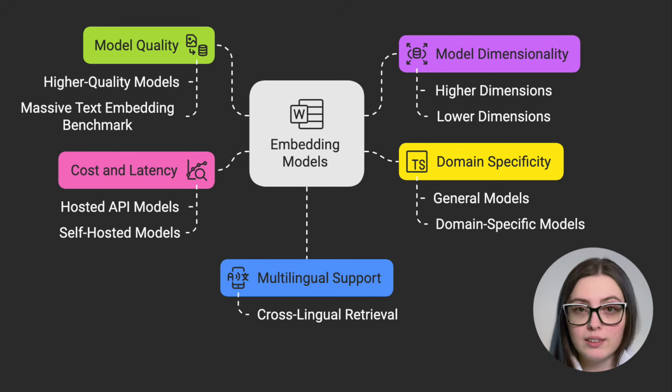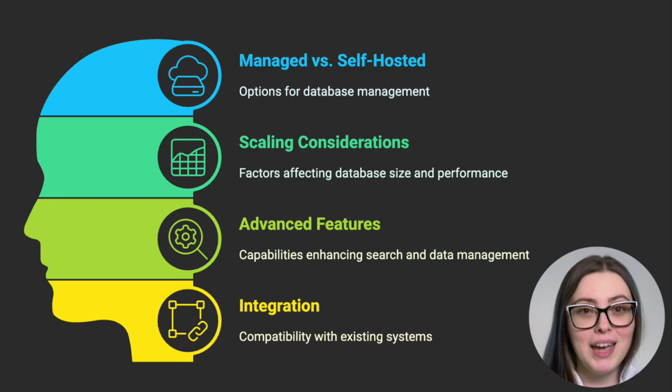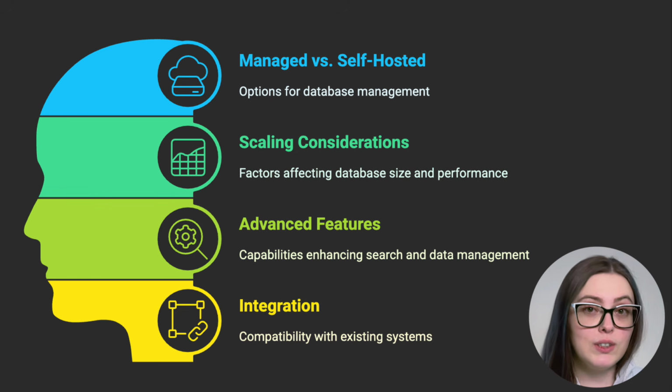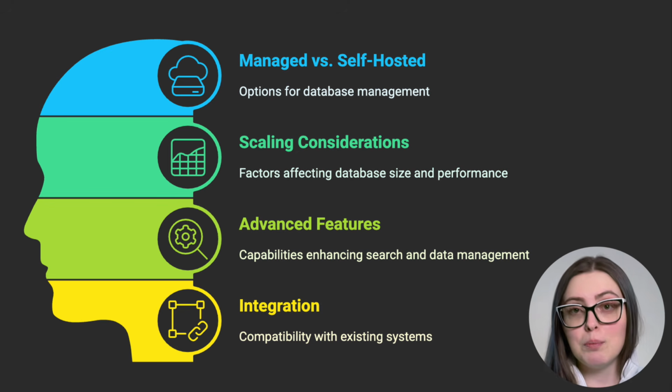Hosted API models like OpenAI or Cohere are easy to use but have ongoing costs. We should always consider throughput requirements for production systems. For knowledge bases, your vector database choice affects scalability, query speed, and maintenance complexity. They can be managed or self-hosted. Managed services like Pinecone or Azure AI Search reduce operational overhead. Self-hosted options offer more control and potentially lower costs.